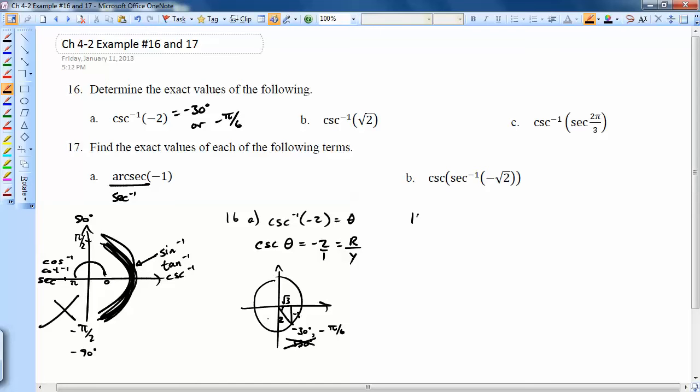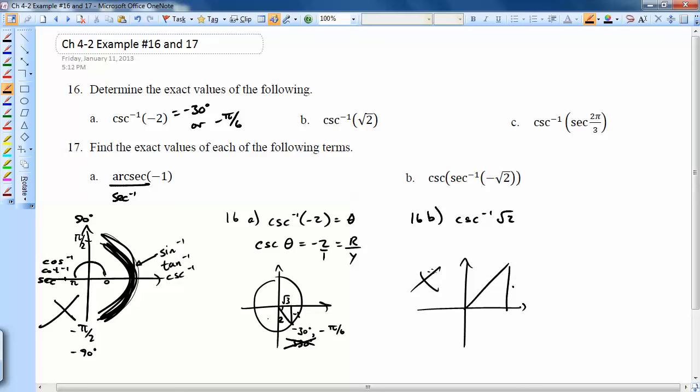The next one is cosecant inverse of root 2. So that's the same thing as saying when is cosecant of theta equal to root 2. And so we can think of root 2 as the r over y again. Since y has got to be positive, it's got to be in one of these two quadrants, but cosecant inverse has to be in between negative 90 and 90. So we're not going to look over here. We're going to look at this area. And since it's positive, it'll be quadrant 1.